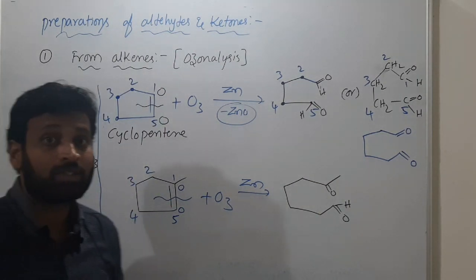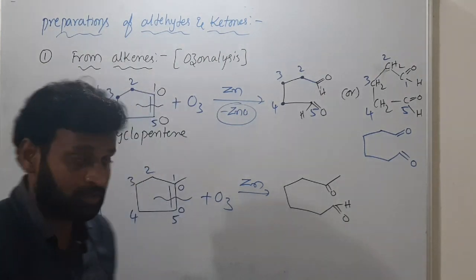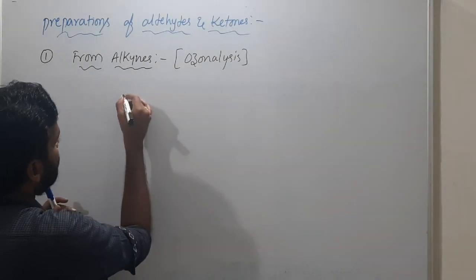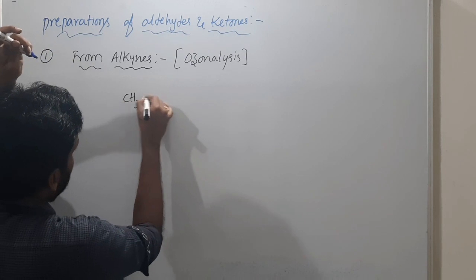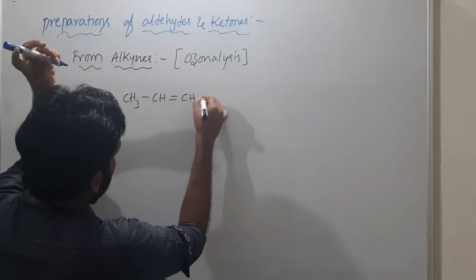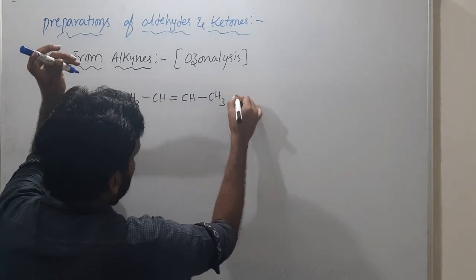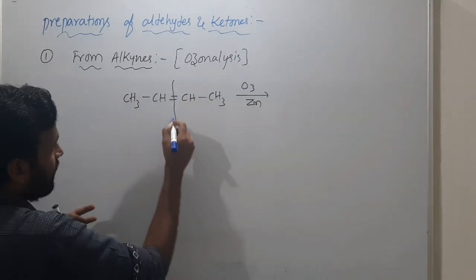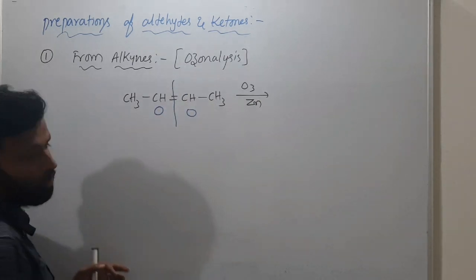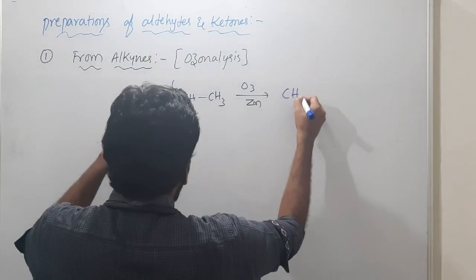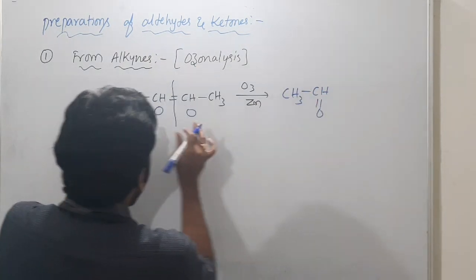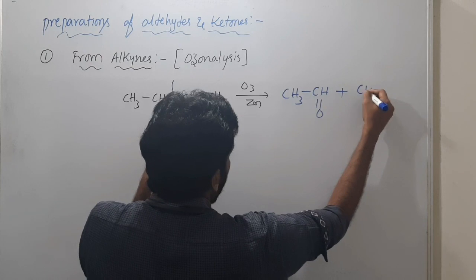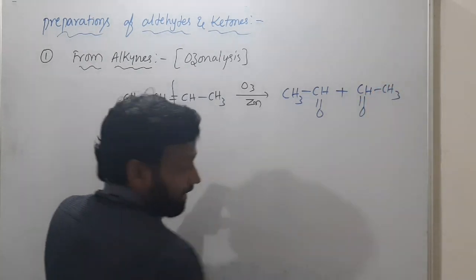So next, ozonolysis of alkynes we have to discuss. So for alkenes, what you are doing? Suppose I am just repeating, CH3CH double bond CHCH3, on ozonolysis in presence of zinc. You are breaking completely the double bond and putting one oxygen here and one oxygen here, right? And your products are CH3CH double bond O. 2 products you are having, CH3CHO plus CH double bond O, CH3, right?